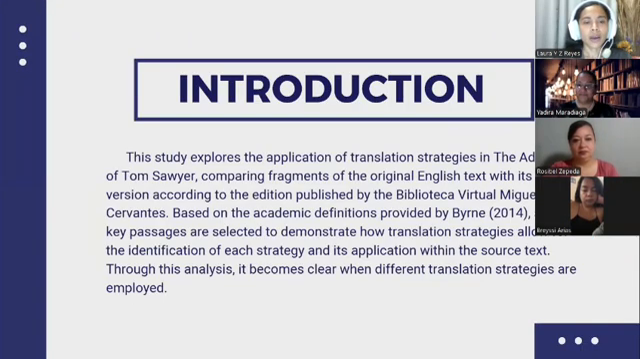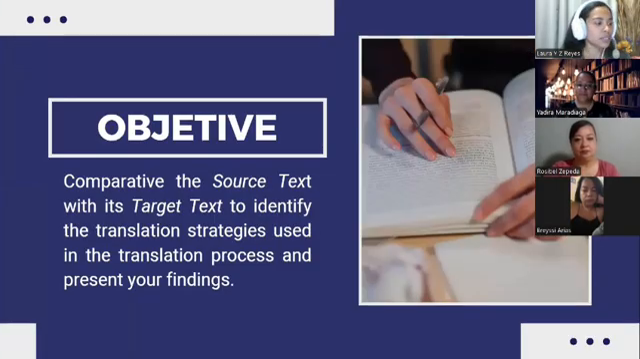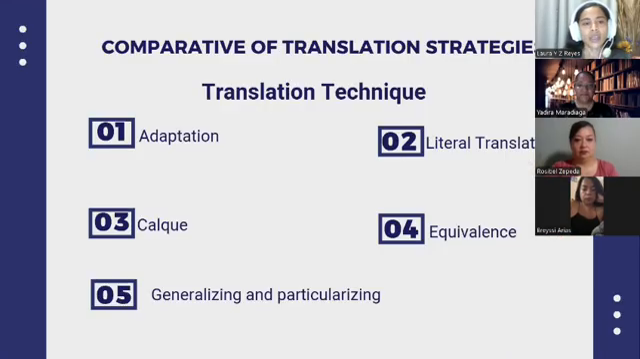This project is about a study exploring the application of translation strategies in this book. Our objective is to explore the application of translation strategies in The Adventures of Tom Sawyer, comparing fragments of the original English text with its Spanish version, according to the editions published by the Biblioteca Virtual Miguel de Cervantes. The techniques we selected were adaptation, literal translation, calque, equivalence, generalization, and particularization.